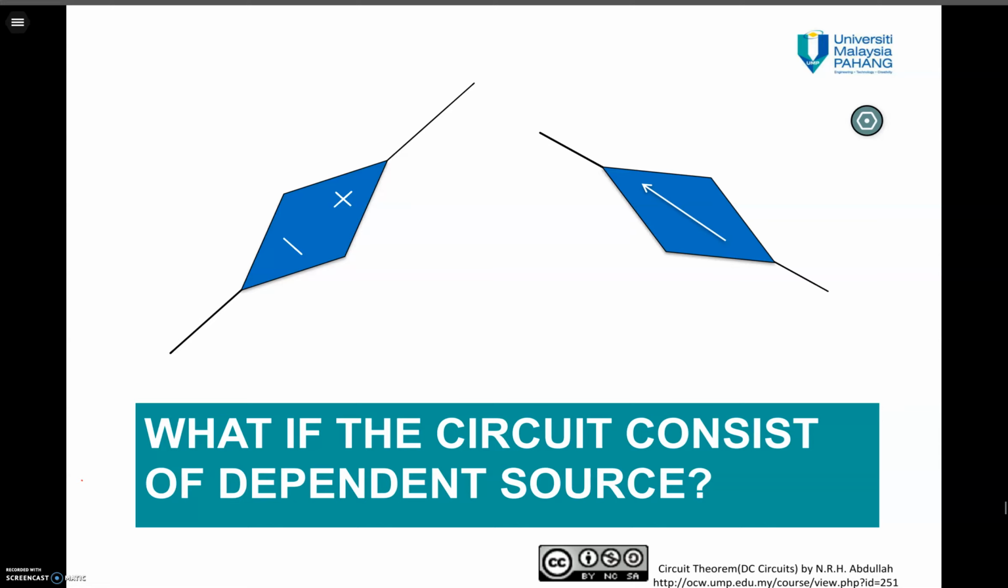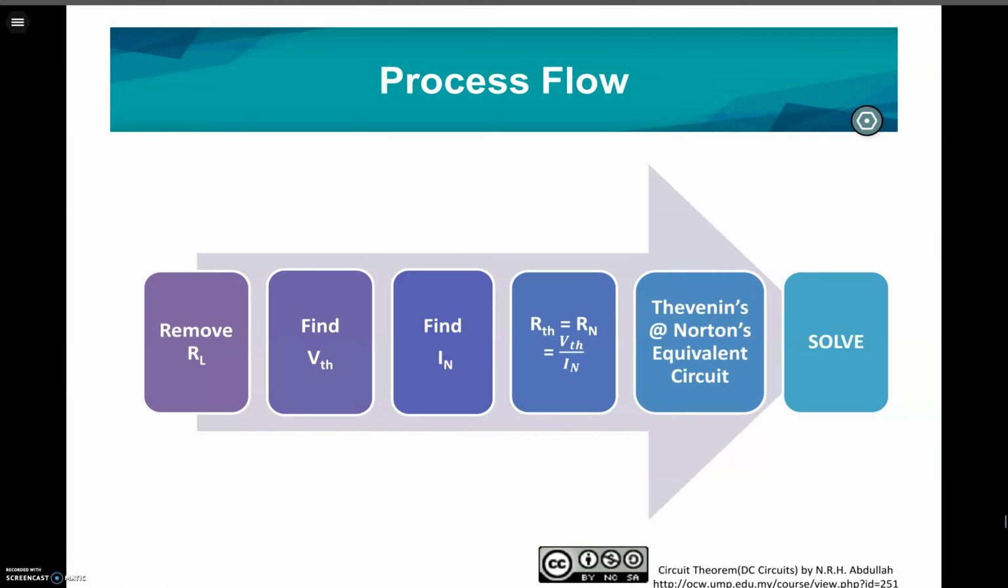What if the circuit consists of a dependent source? This is the dependent voltage source, and this is the dependent current source. This is the process flow in order to solve it if the circuit consists of a dependent voltage source or a dependent current source.